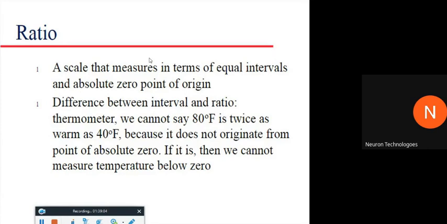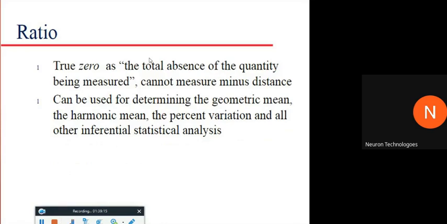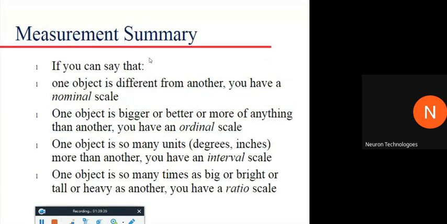We cannot say this thing because it does not originate from a point of absolute zero. If it is, then we cannot measure temperature below zero. So in this way we can find out the things. True zero is the total absence of the quantity being measured. Cannot measure minus distance. It can be used for determining the geometric mean, the harmonic mean, the percent variation, and all other inferential statistical analysis. So in this way we can find out the ratio and we can do this thing.